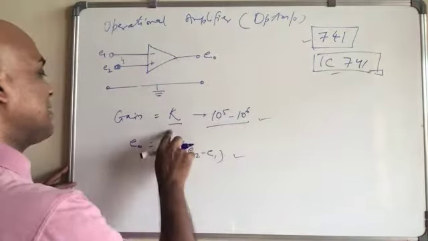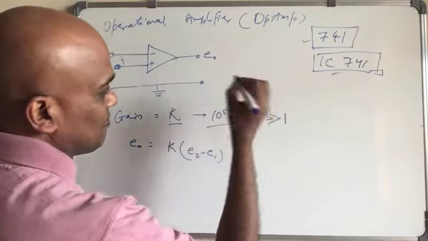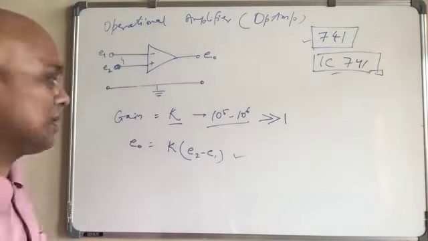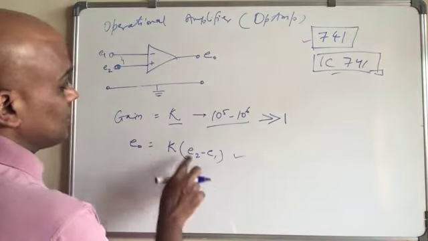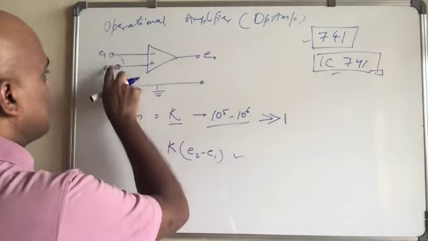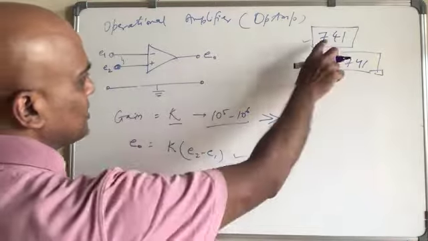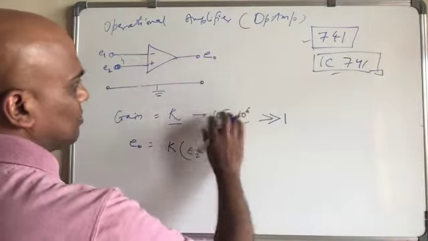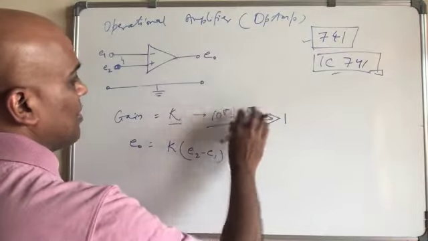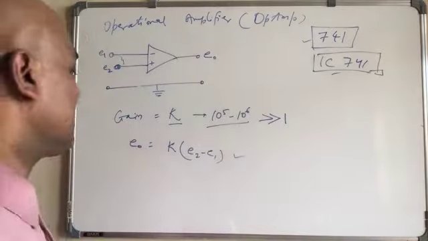So the amplification is big, meaning much bigger than 1. The output potential is equal to E2 minus E1 multiplied by K, where K is the gain. For the 741, for example, this will be 10 to the 5. Typically op-amps have this kind of amplification factor.